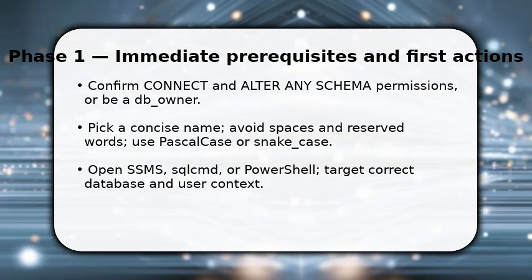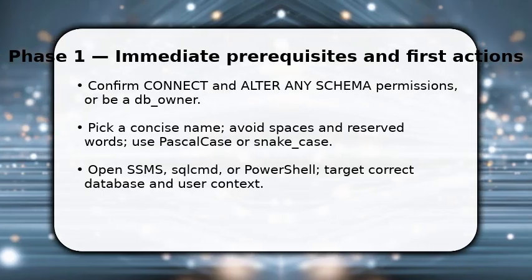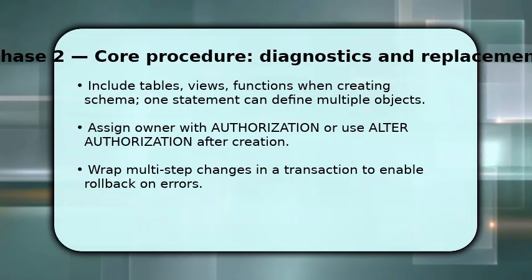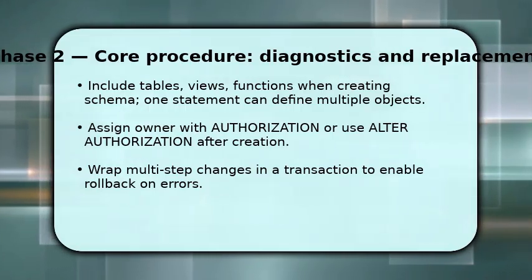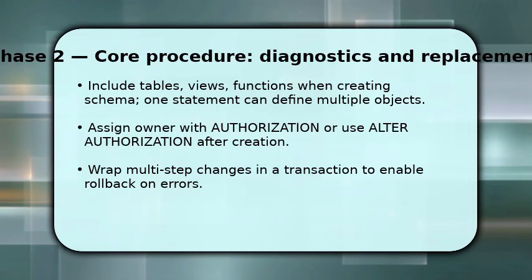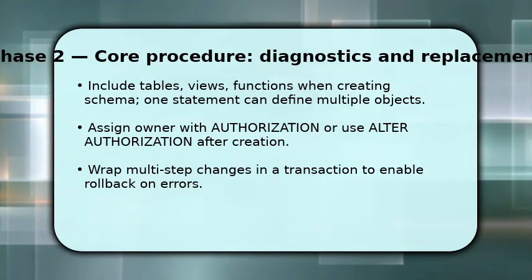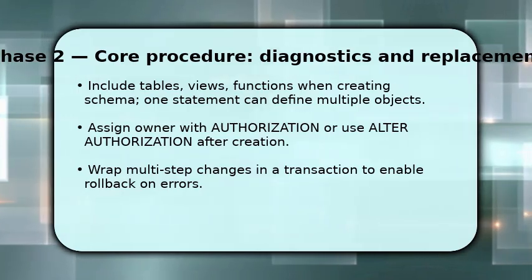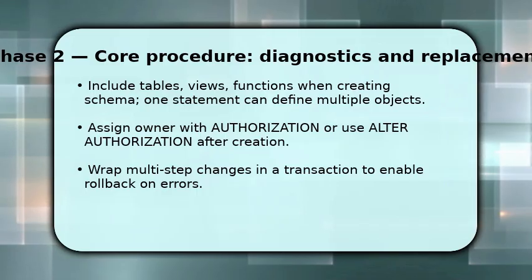Once done, define what lives inside that schema and why. Grouping related tables, views, and functions clarifies security and maintenance. You can create objects in the same CREATE SCHEMA statement or create them afterward with fully qualified names like sales.Customers. Set ownership deliberately, AUTHORIZATION dbo or a specific user, because owners affect permission chains.